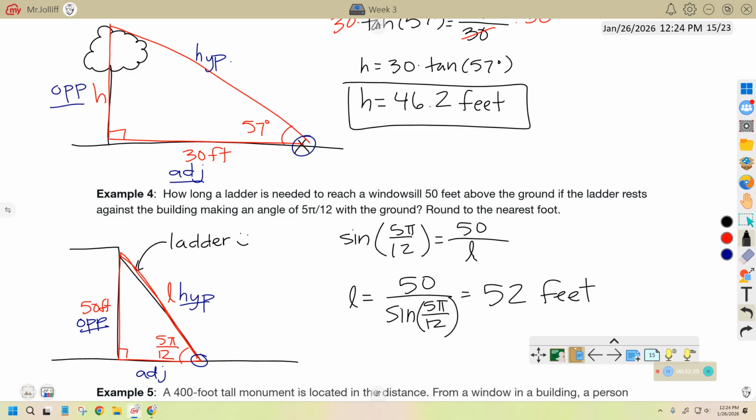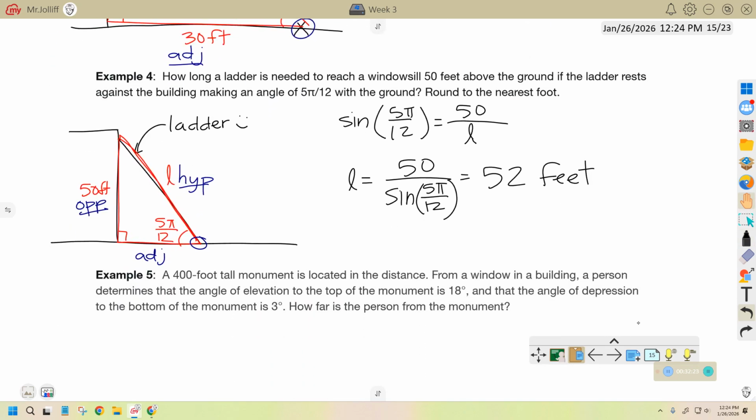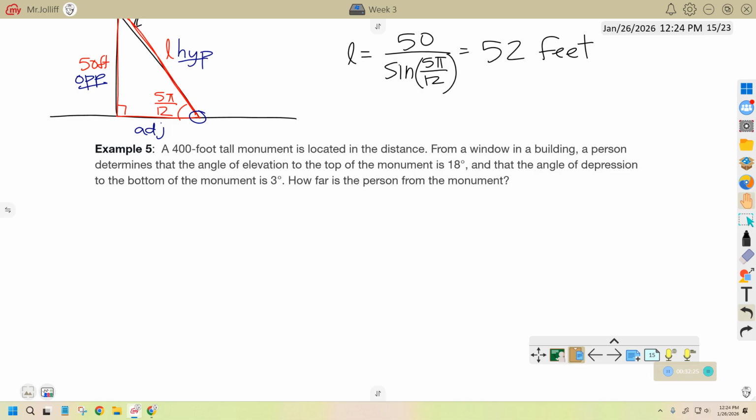Very good. I would like you to take a couple minutes in your small group and do the same thing with example 5, and then I'm going to have a volunteer come up and do the problem for us on the board. I'll give you about 4 to 5 minutes.